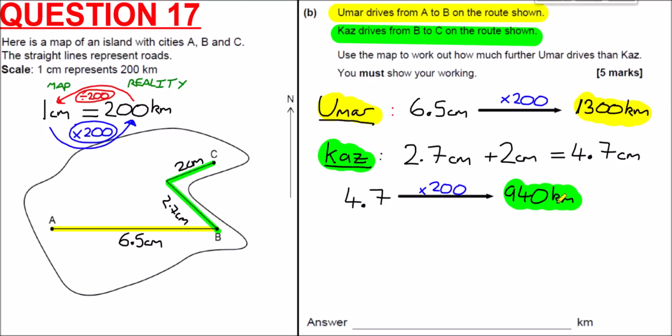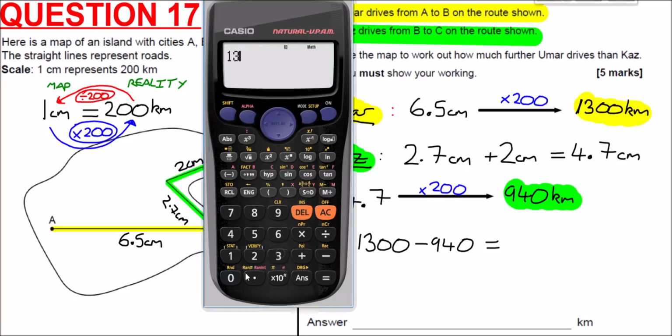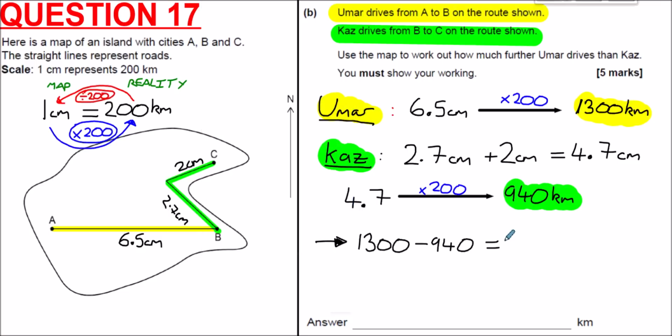So now, how much further does Umar travel than Kaz? It's just a case of working out the difference between Umar's and Kaz's distance. So the final step is to do 1300 subtract 940, to see how much further Umar's travelled from Kaz. So 1300 minus 940 gives us 360 degrees. Not 360 degrees, sorry, 360 kilometres. Random words coming into my head. So the final answer is 360 kilometres for question 17.